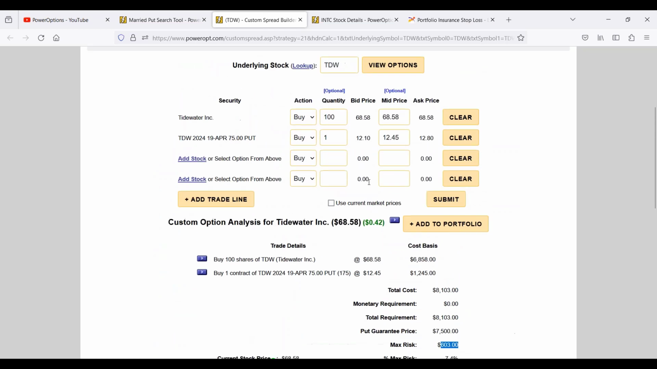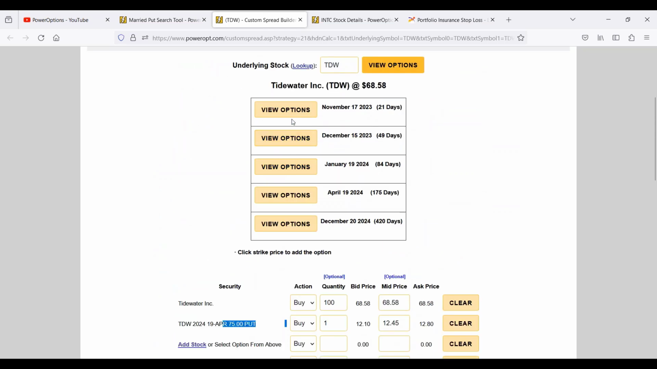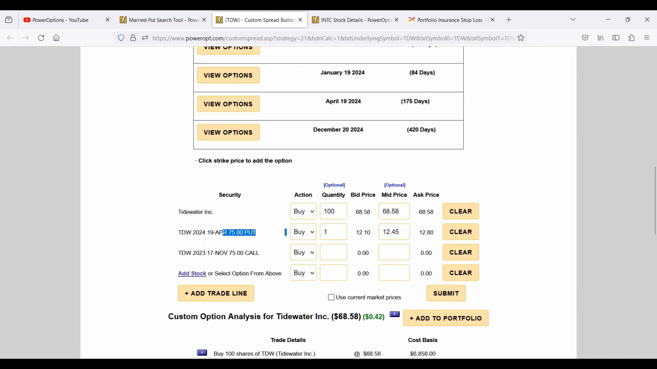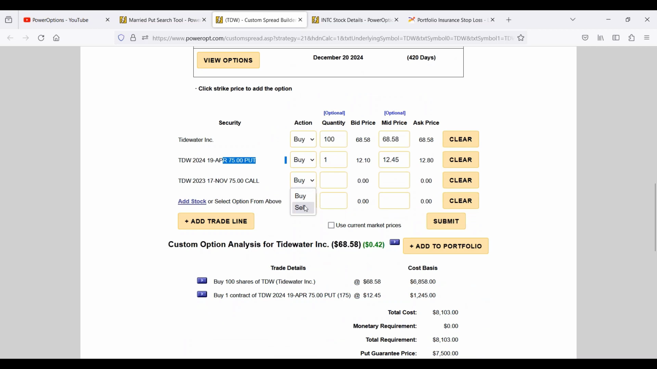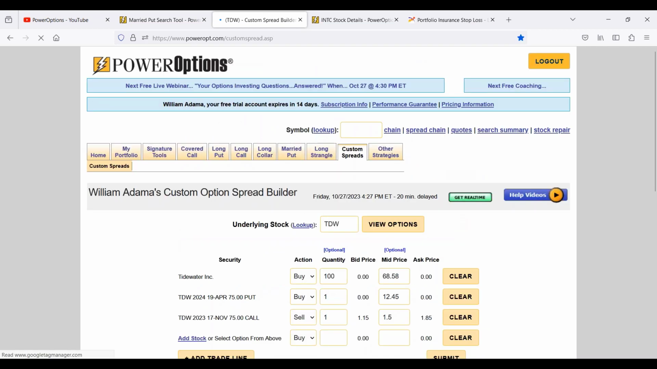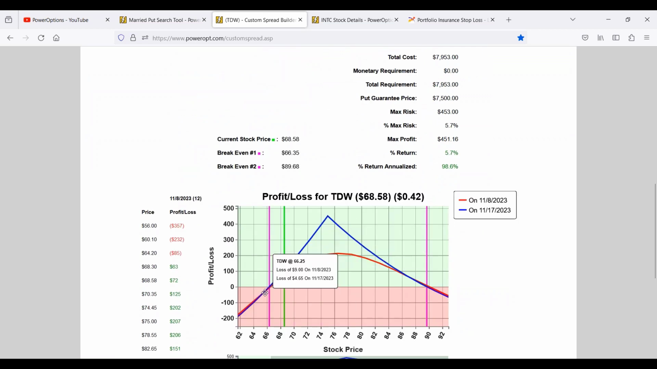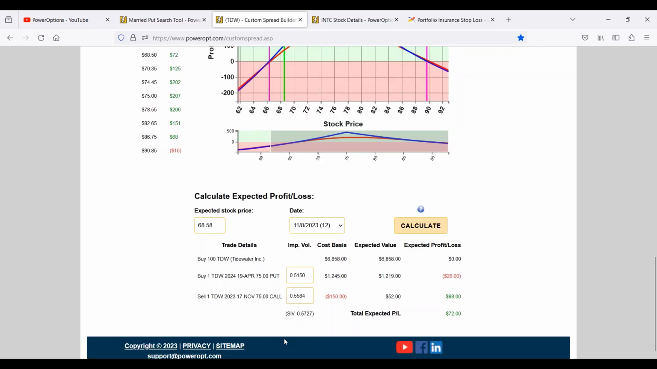Well, how might I start doing that? I would say now, okay, what would happen if I sold a November, which only has monthly, 75 call at 115? What if I went ahead and jumped into that position now to create the collar? Even though I'm bullish on the trade, if I sold the call now, that would take the max risk to the downside down to 5.7%, but it capped the return at 5.7%, with the assumption, and this is a big assumption, that implied volatility remains the same on that longer term put option.